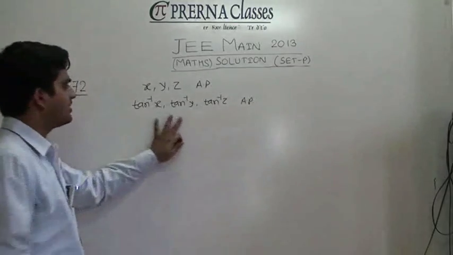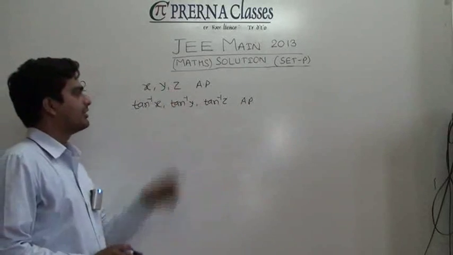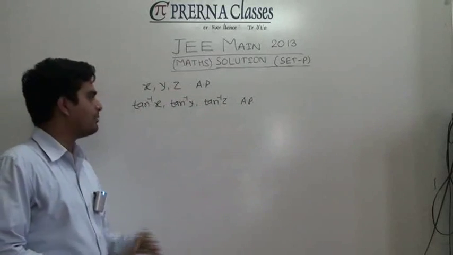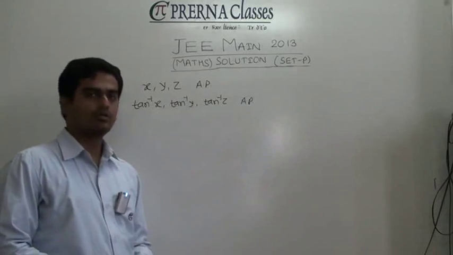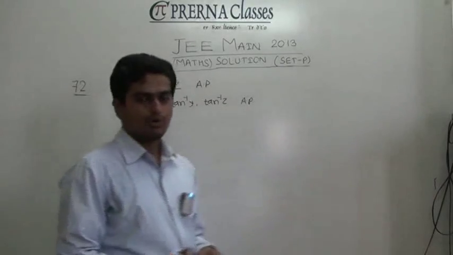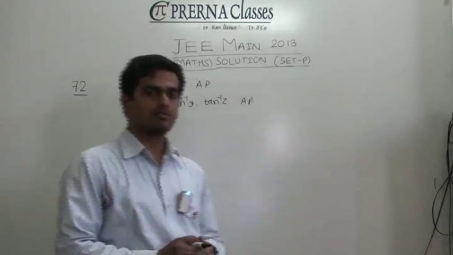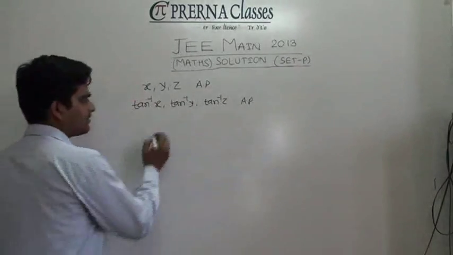Okay, in the 72nd one, there are two pieces of information given: x, y, z are three variables which are in AP, and tan inverse x, tan inverse y, tan inverse z are also in AP. On that basis, we had four options with some relationship between x, y, z, and you need to check which one is correct.